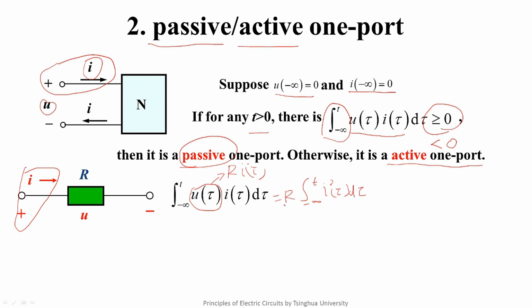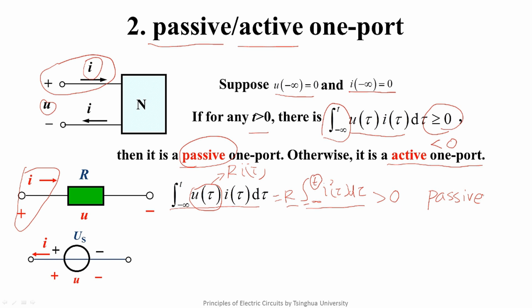In this lecture, the resistance is always greater than zero, and the square of the current is always no less than zero. So it is greater than zero. This means at any time the energy consumed by the resistor, the integral of the instantaneous power from minus infinity to that moment, is always no less than zero, so it's passive. So the resistor is a passive component.